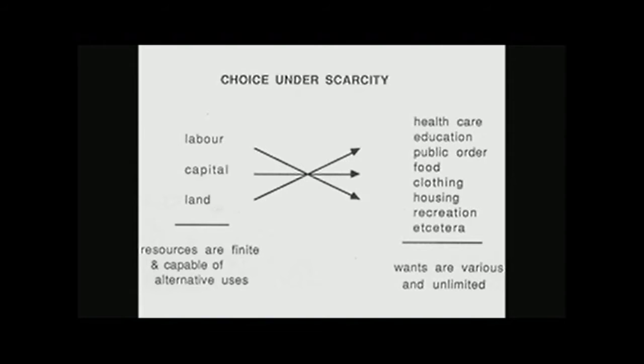So, just schematically, our resources, the old words for those are labour, capital and land, or natural resources. And these are finite and capable of alternative uses. And what sorts of uses might we want to put them to? Well, I put healthcare up the top, just because we are about healthcare today, but one wouldn't ordinarily expect that most people would do that. There are a whole series of other goods and services that people might want, and somewhere here is recreation, having a good time. Our wants are various and they're unlimited. So we have to make a choice in that way.